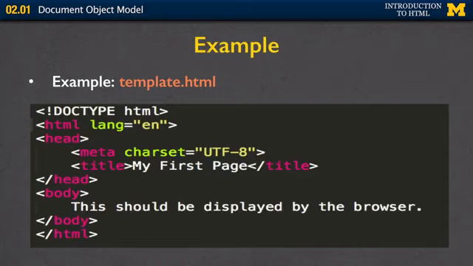So let's look at an example. Right here, I have a file called template.html, and I'm displaying the code here on the screen for you. Can you find the three parts of a well-formed document? The first thing you want to look for is the doctype.